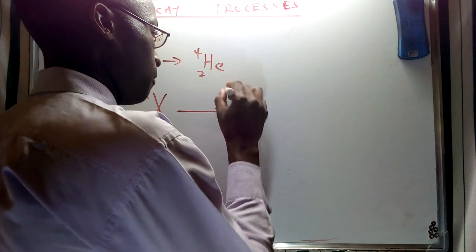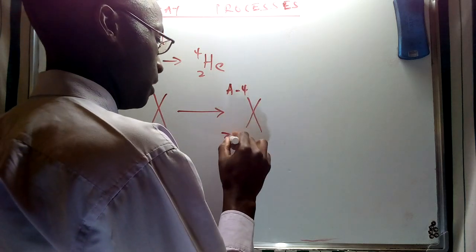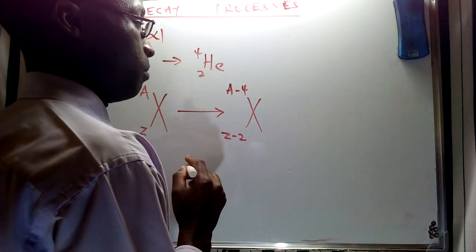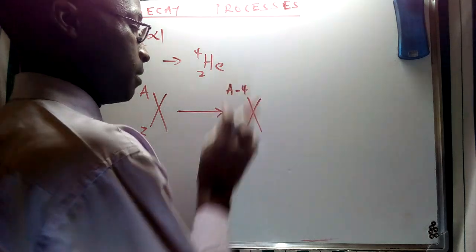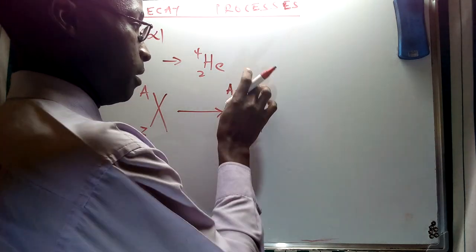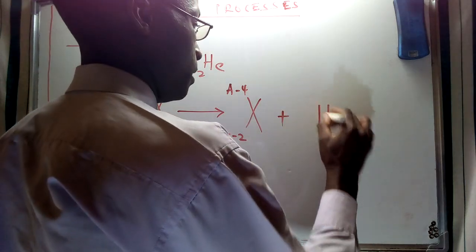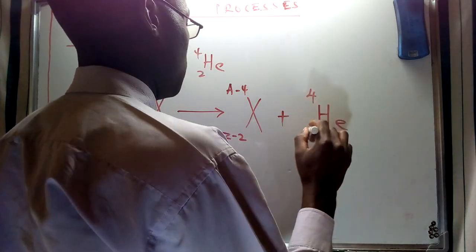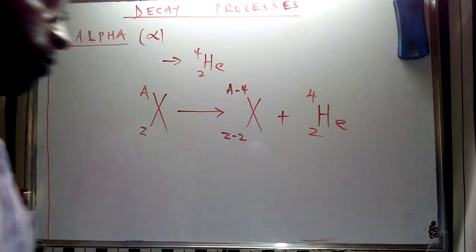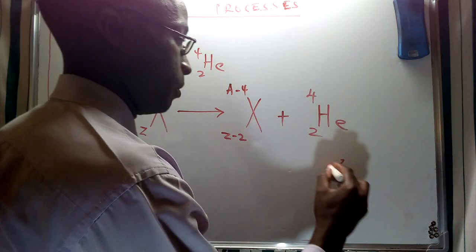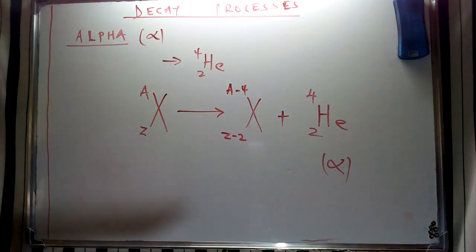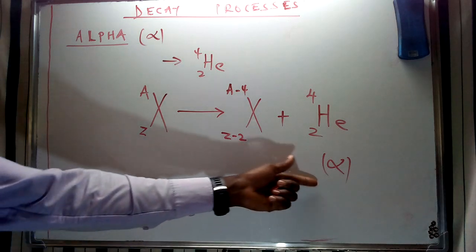So therefore, we're going to have A minus 4 and Z minus 2 for the mass number and the atomic number in that specific respect. And therefore, this is going to lead to the production of this specific product along with the alpha particle. As we had said, it's a helium nucleus, which is going to be given as such.